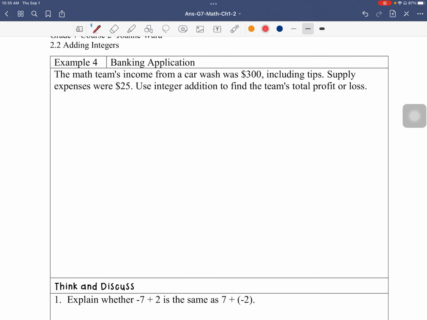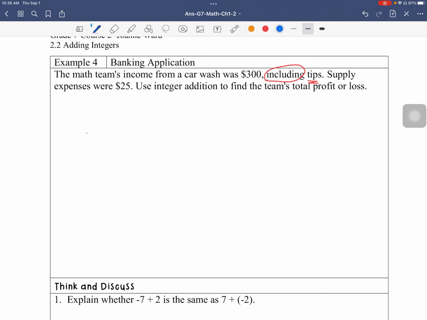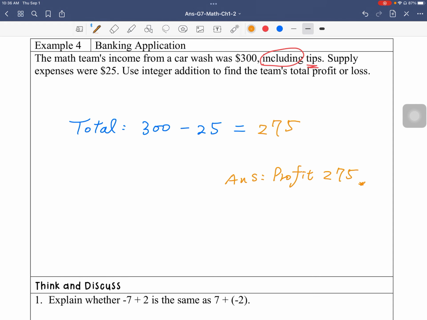And then now the math team's income from a car wash was 300, including the tips, and then supply expense was 25. So how do we get total profit or loss? The total may be a loss if my expense is too high. It depends on the income and the expense. It's 300 minus 25 equals 275. So the total is profit. This is $275. So now let's do think and discuss.